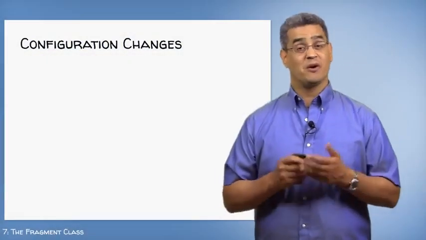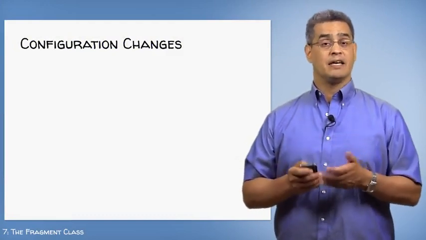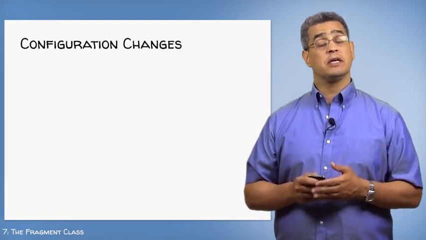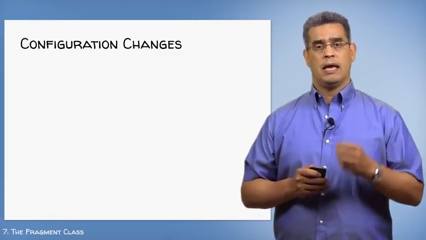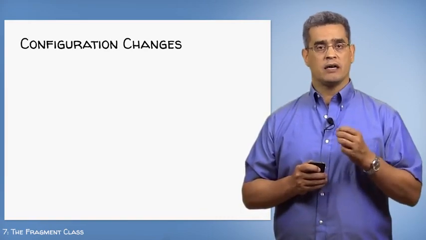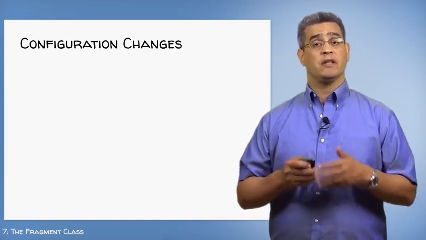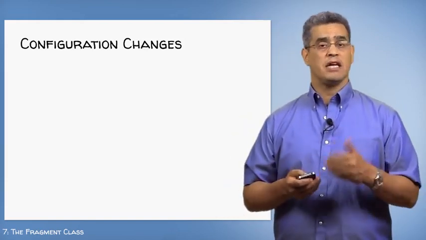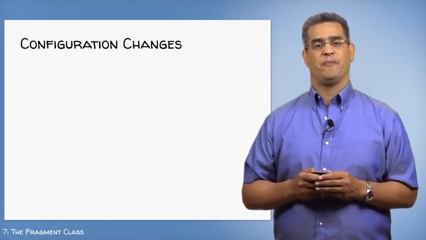Now, if you remember back to our lesson on the activity class, I talked about how activities can handle configuration changes manually using methods such as onRetainNonConfigurationInstance and getLastNonConfigurationInstance. And at that time, I mentioned that those methods were deprecated in favor of other methods in the Fragment class. So let's talk about those methods now.